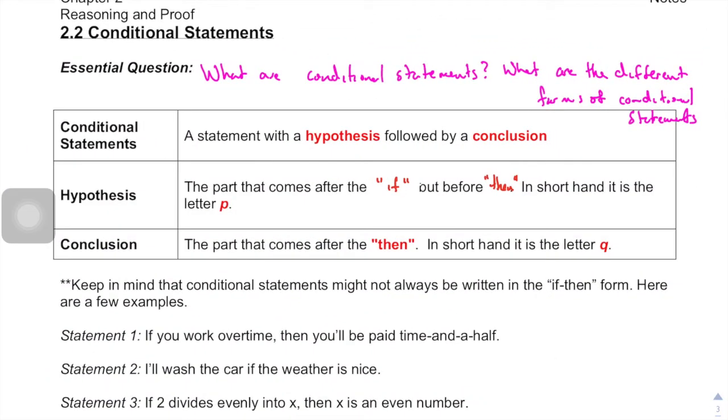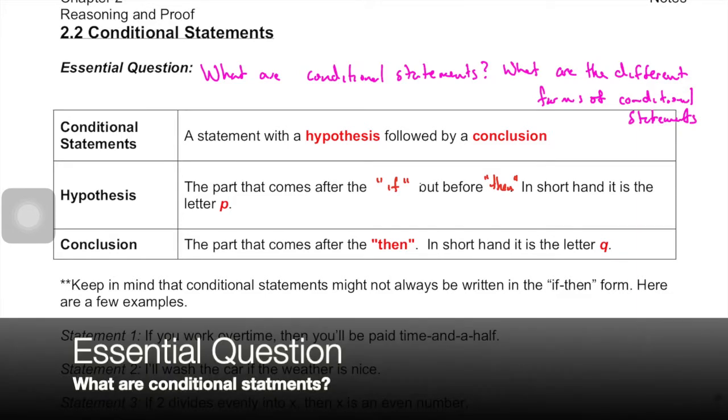Okay, so in today's lesson, we're going to cover conditional statements. Essential questions today: what are conditional statements, and what are the different forms of conditional statements that we have to concern ourselves about? So, first off, what is a conditional statement? It's a statement with a hypothesis followed by a conclusion.